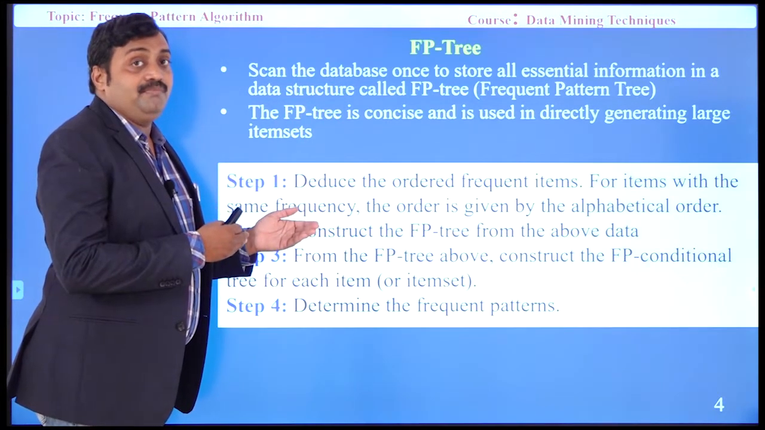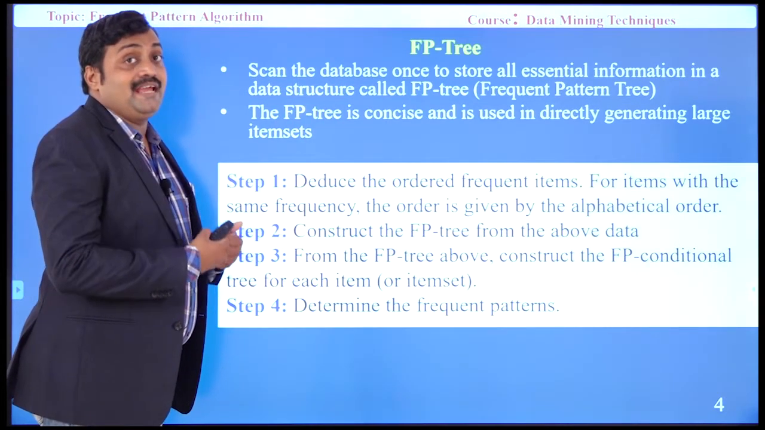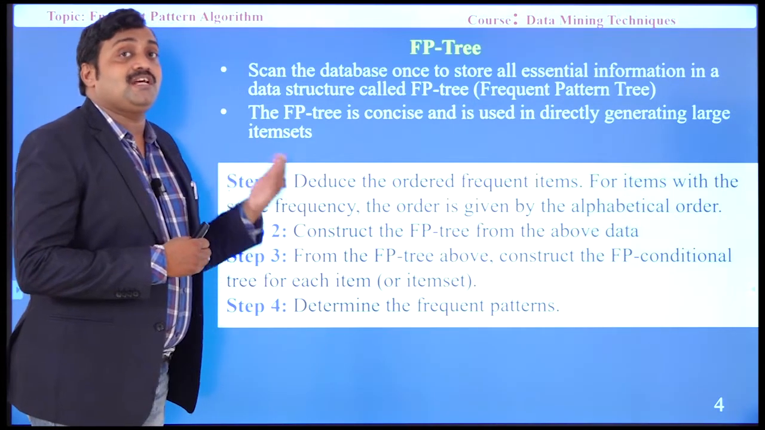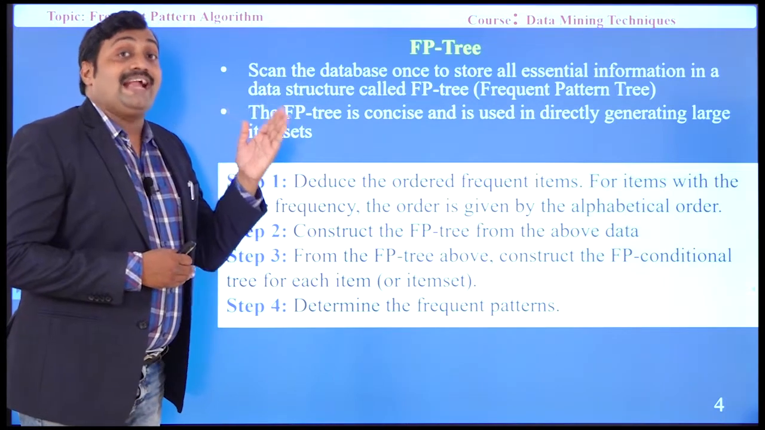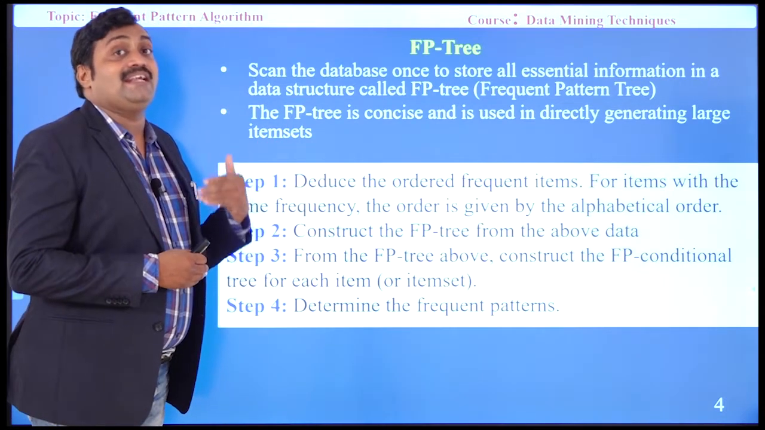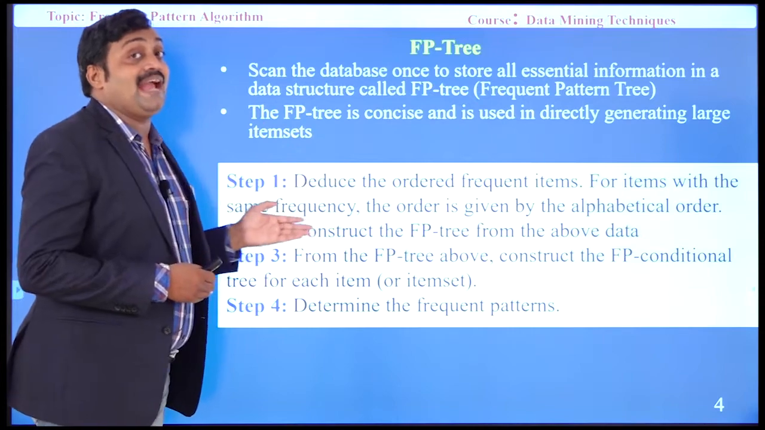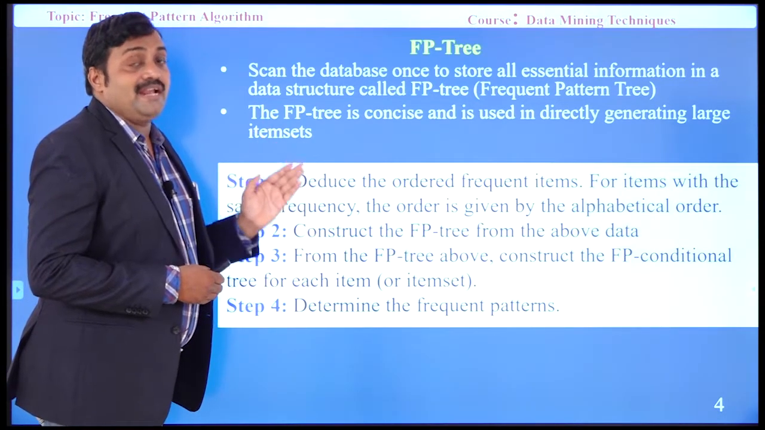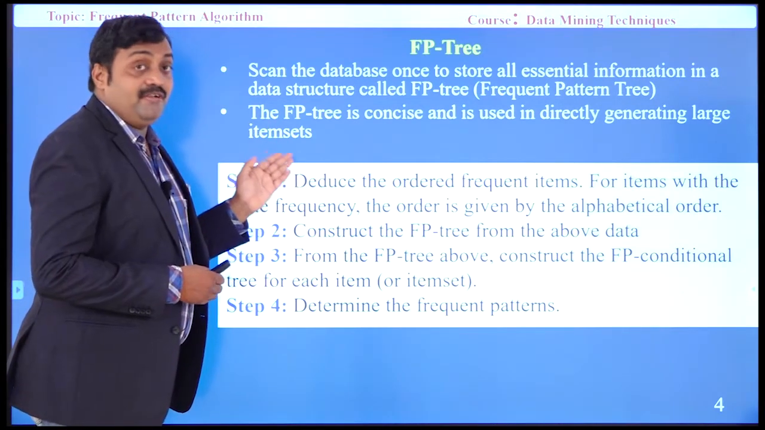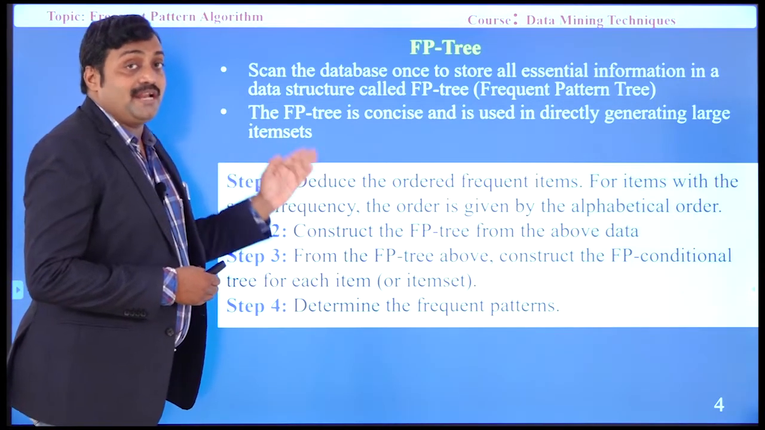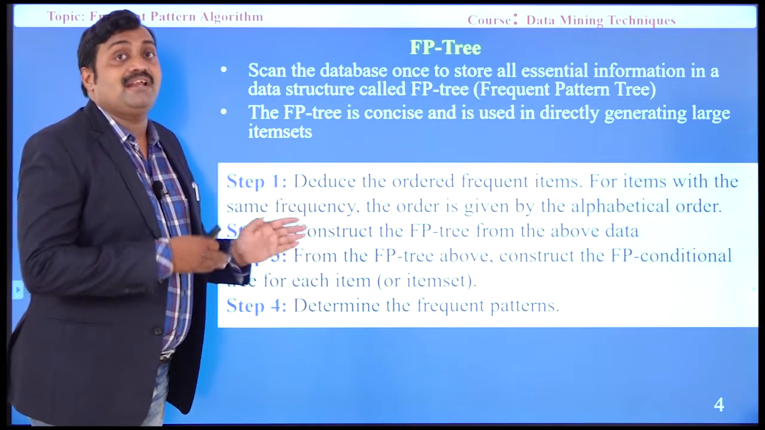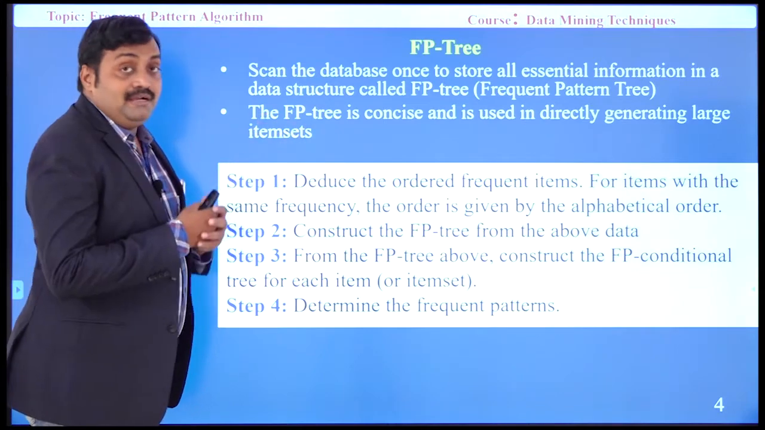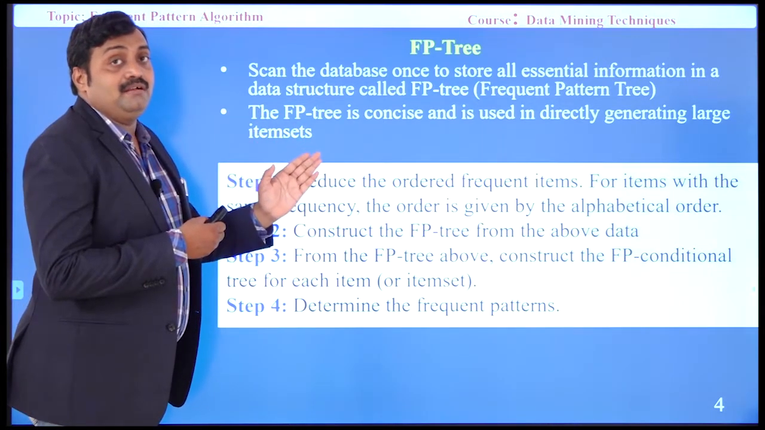Previously we saw the Apriori algorithm. Now it is a tree based structure. In the Apriori algorithm, we followed candidate generation. Here we are not generating any candidates. In the Apriori algorithm, we generate candidates. In the FP growth algorithm, we are not going to generate any candidates. We are constructing a tree.